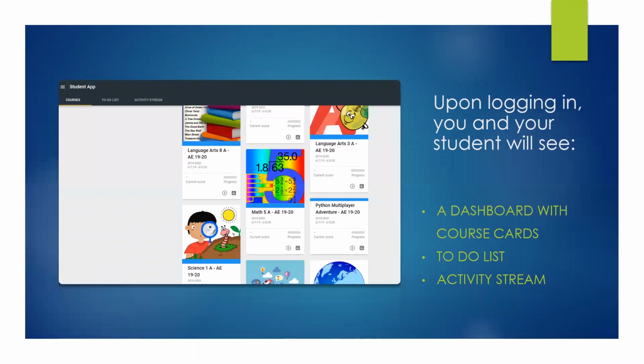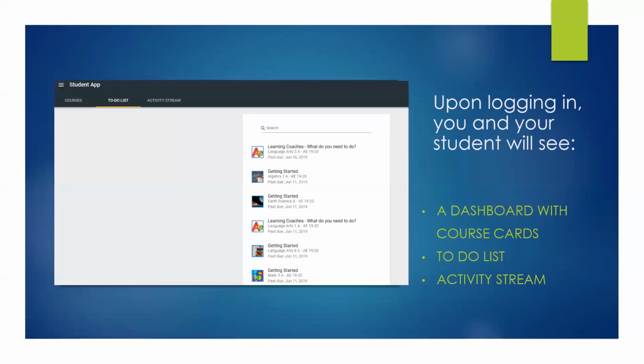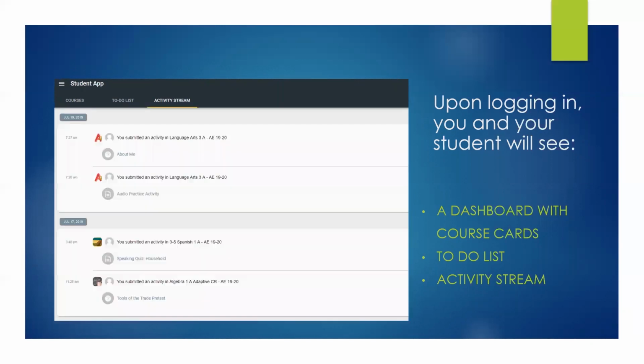Upon logging in, you and your student will see a dashboard with course cards that show progress and current grades and give access to course activities and grade books. The to-do list will show student activities due currently, upcoming, and past due to help keep them on track with progress. The activity stream will show students where they have left off and what they have recently submitted.